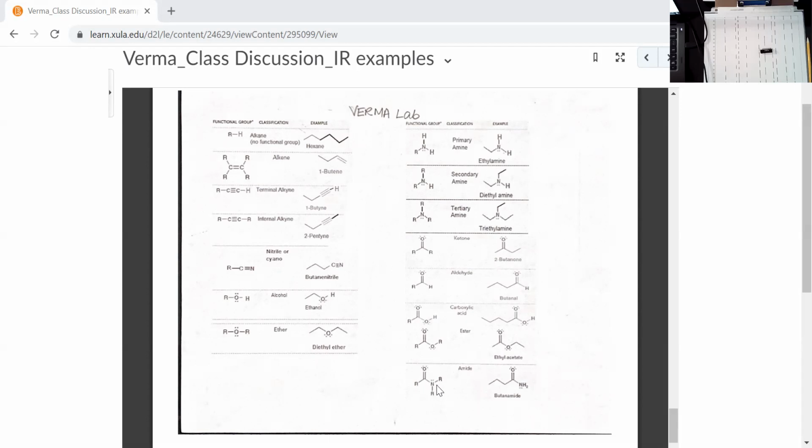If both these groups are hydrogens, or both these groups are carbons, or if one of them is at least a carbon, we still call it an amide because of this particular setup, a CO next to the nitrogen.